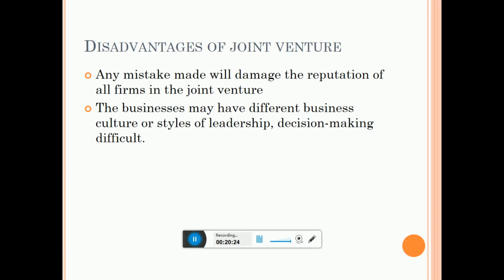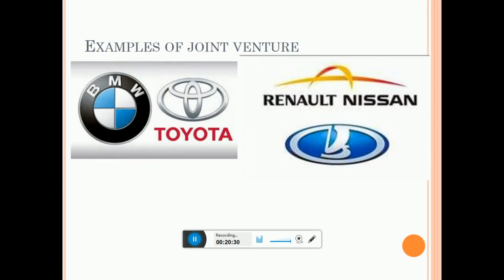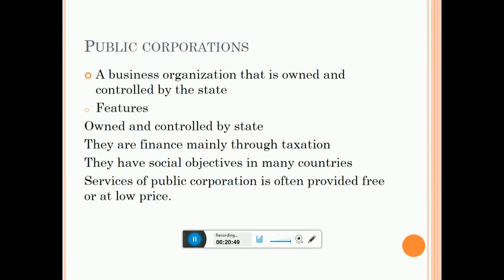Decision making will become difficult because of the different styles of leadership and different cultures. Examples of joint ventures: BMW and Toyota worked on a project in order to reduce the CO2 emission in cars. We have another, Renault and Nissan. They worked on a project, so they both pooled their resources to work on it. That was a joint venture by both of these companies.